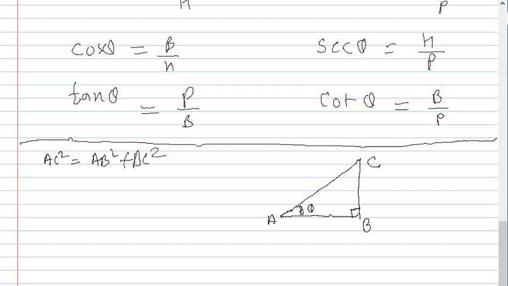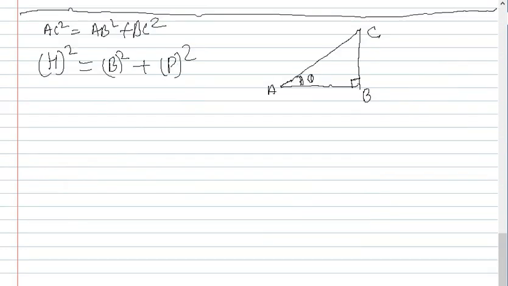So instead of writing this, I can write it as hypotenuse square is equal to base square plus perpendicular square. The perpendicular is also known as opposite side, or height. Let this be equation 1.